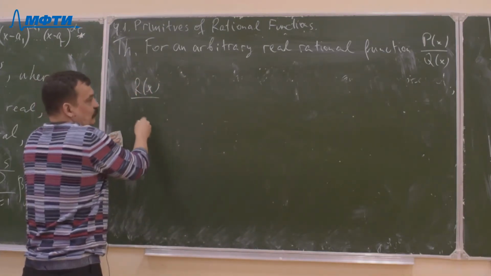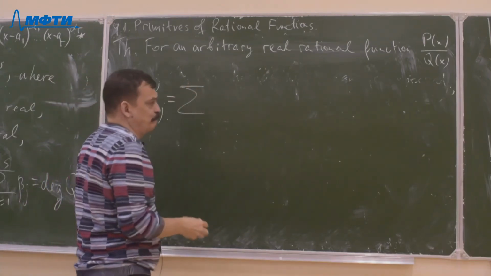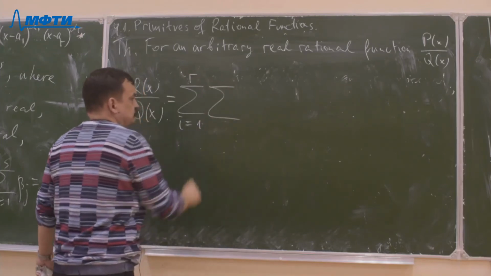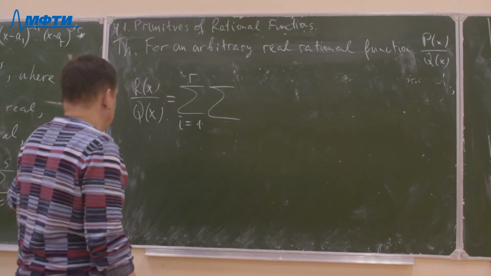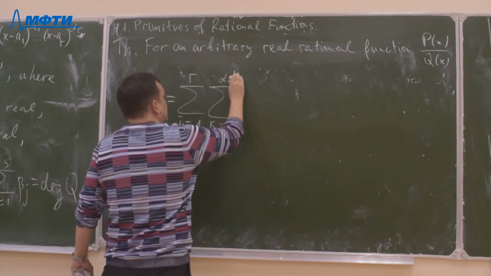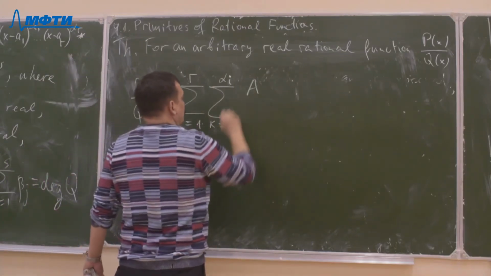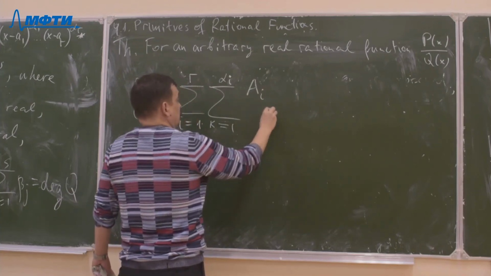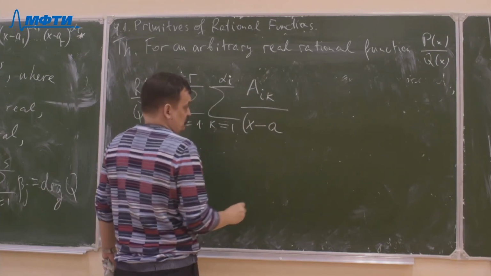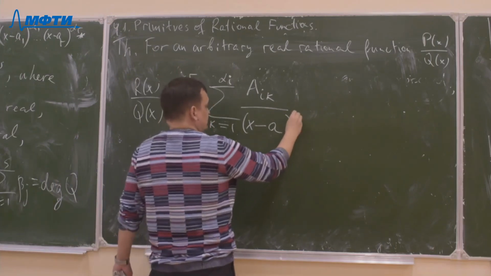r of x over q of x equals sum, let me firstly, i from 1 to r, sum, j is here, let it be k from 1 up to alpha i, and coefficients are a i k over x minus a i, where i is the number of the zero, and power is k.